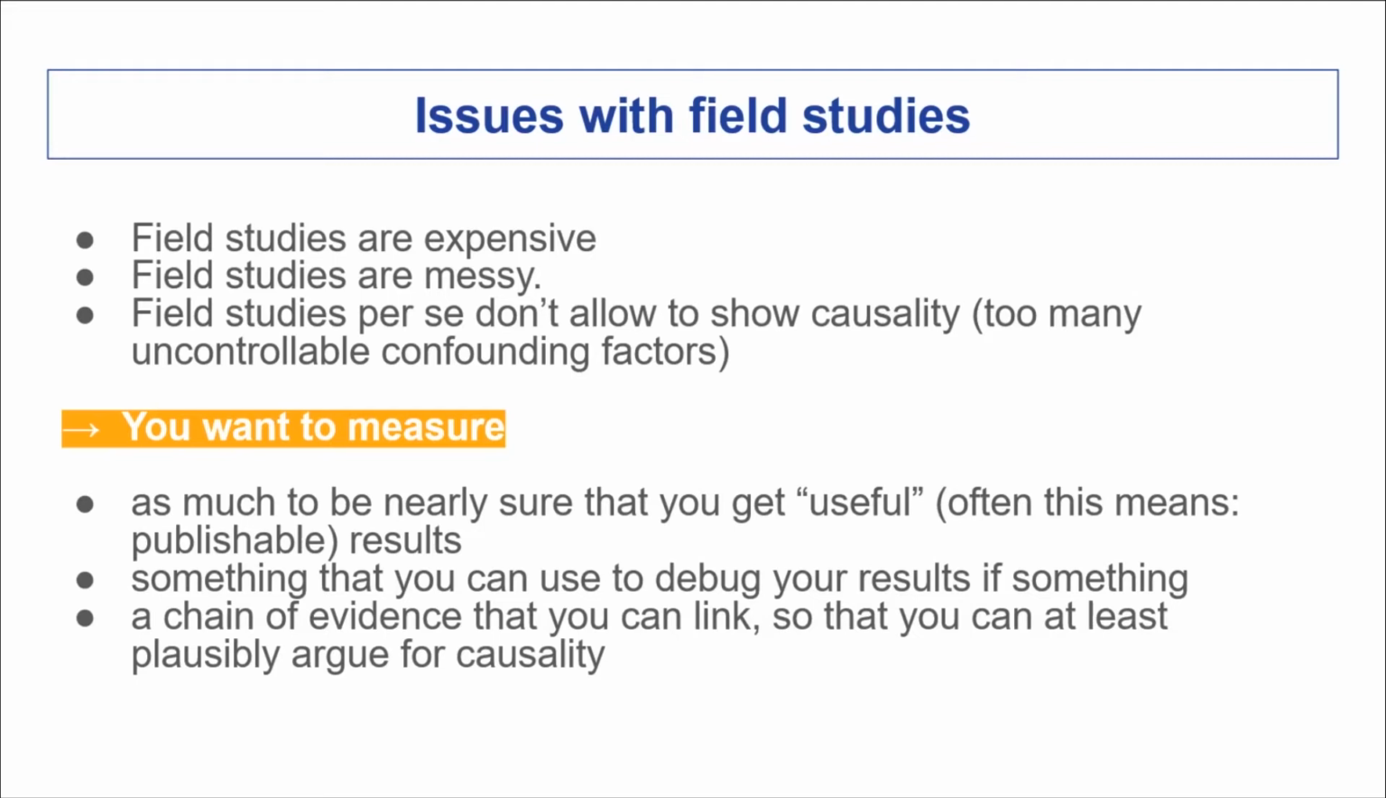And even if you have a research design, like an A/B test, that in principle would allow you to say something about causality, in very many interventionist field studies you will not have the number of participants that will give you confidence in making such a statement. And so what you want to measure is much data, and exactly the data, to be nearly sure that whatever happens, you get useful results. Useful to a researcher very often means publishable, but it could also be useful in the sense of data that allows you to debug, to find out what actually went wrong.